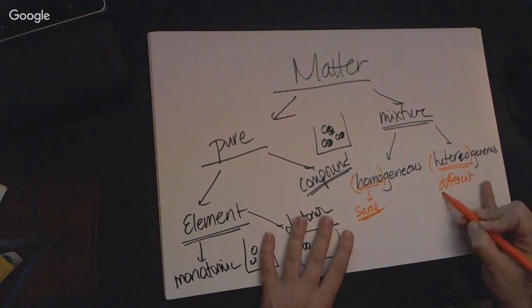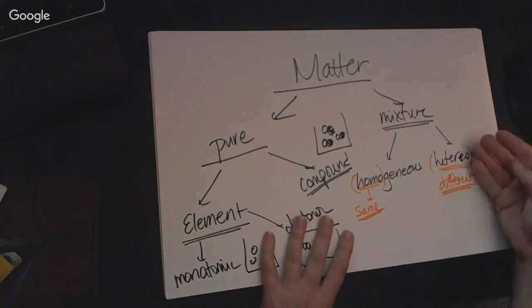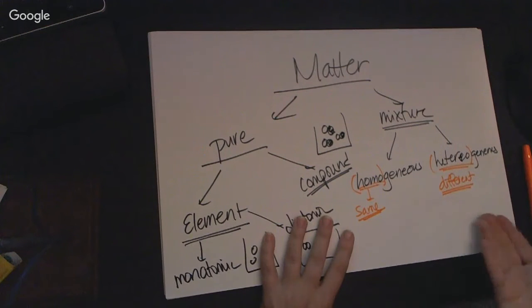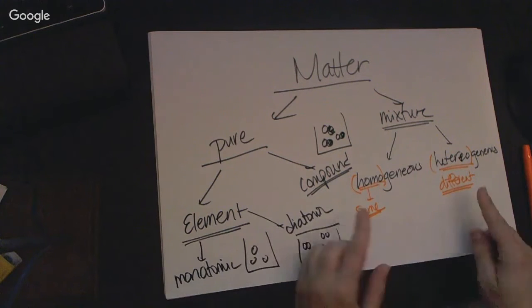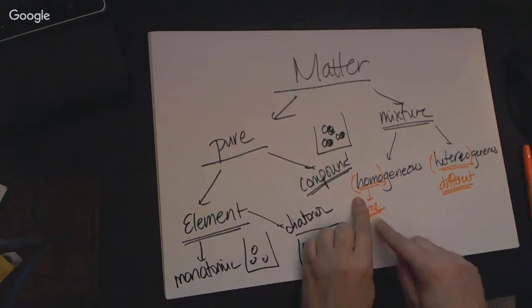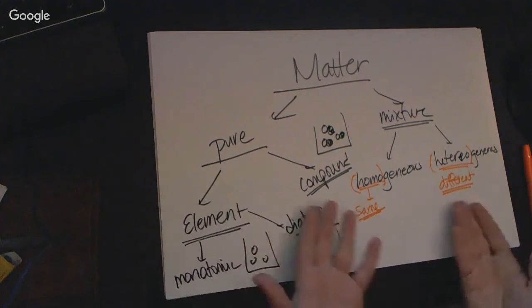Not to be weird or creepy or anything, but if you are heterosexual, you like the opposite or different sex, whereas if you're homosexual, you like the same sex, which just helps you remember the difference between homo versus hetero. That's the difference right there.